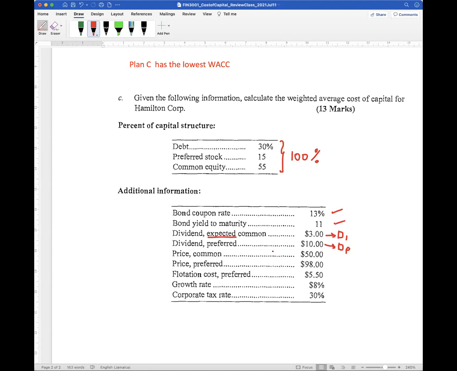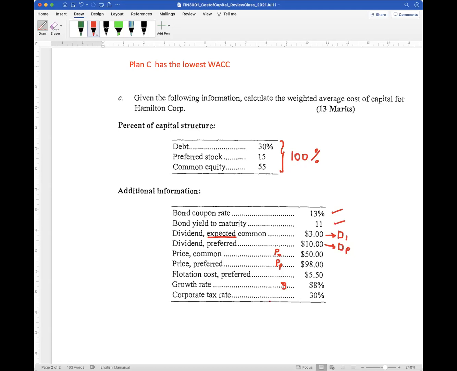We have the price of the common stock, the price of the preferred stock, and the flotation cost for preferred stock. In this case, it's not a percentage, we get a dollar value. We'll show you the difference with that. We have the growth rate G, and we have the corporate tax rate. All right, so let's go through them one by one.